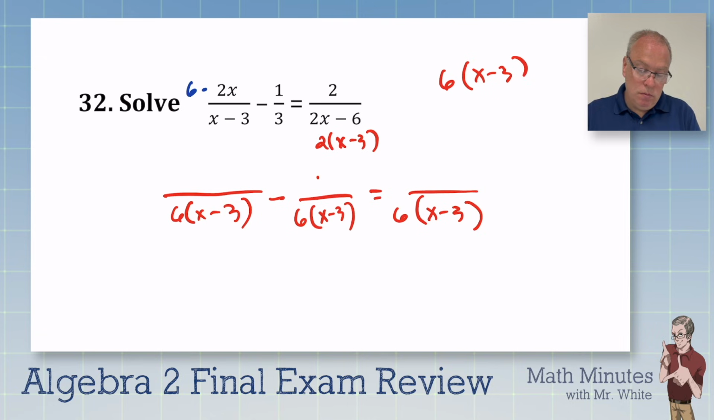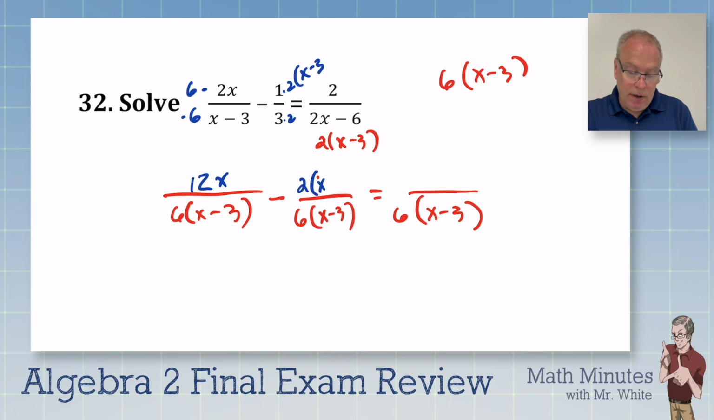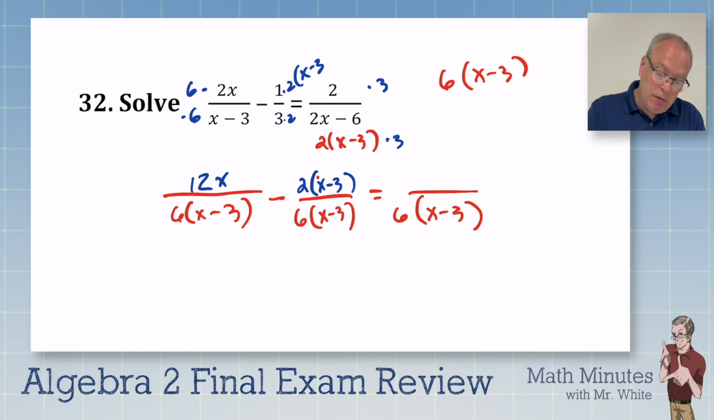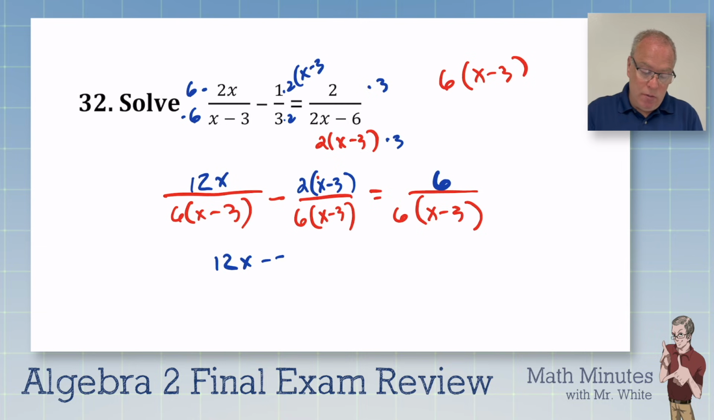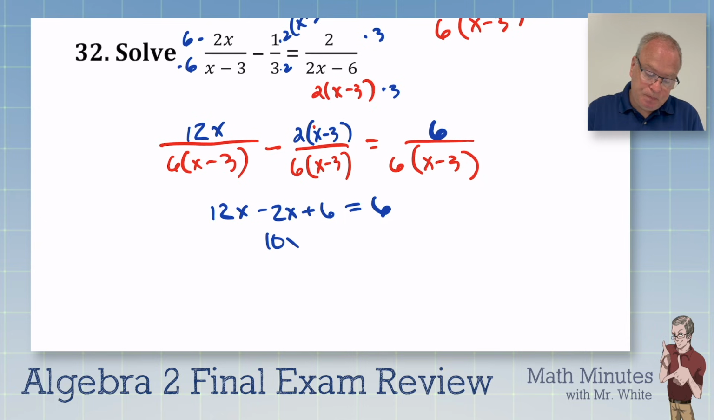Okay, so this one here needs a 6, so I'm going to multiply by 6. So this would be 12x. This one here is going to need a 2, but it's also going to need an x minus 3. And then the third one simply needs the factor 3 multiplied in, so that leaves 6. The reason I got all the denominators the same is now I can just throw away the denominator and solve the numerator equation, which is 12x minus 2x plus 6 equals 6.